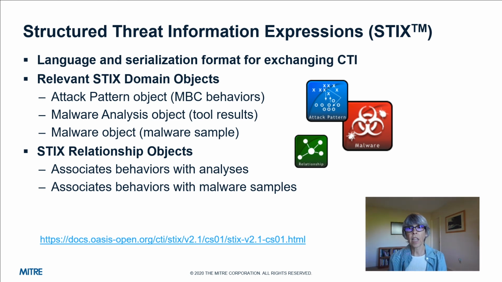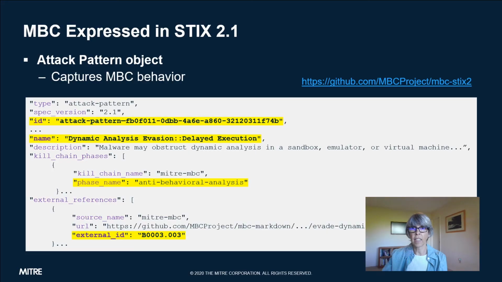So we have the tool, in this case, Cuckoo, mapped to MBC and ATT&CK, as we just looked at. So now we need to express MBC and the Cuckoo output in STIX. STIX is a language for exchanging cyber threat information. I don't have time to go into the details, but I've given the reference to the latest committee specification at the bottom of the slide. For those familiar with STIX, the relevant SDOs are the attack pattern, malware analysis, and malware objects. And then we use the relationship objects to associate the actual MBC behaviors with analyses and malware samples. So I'll show a couple of examples next.